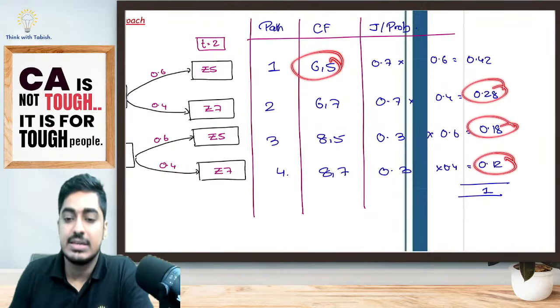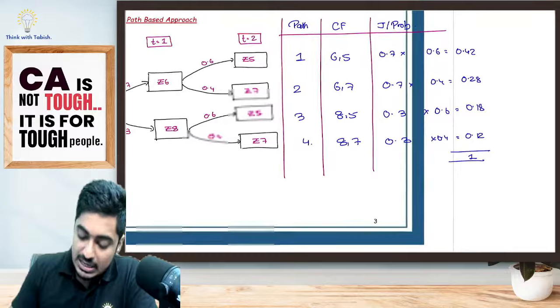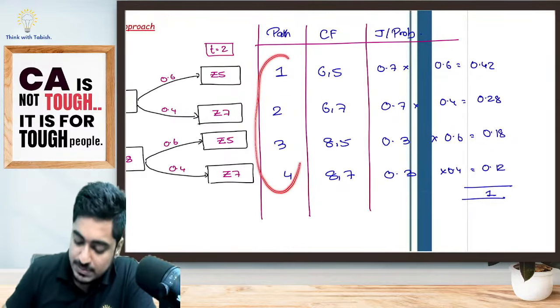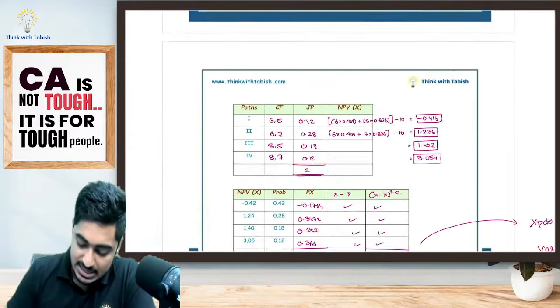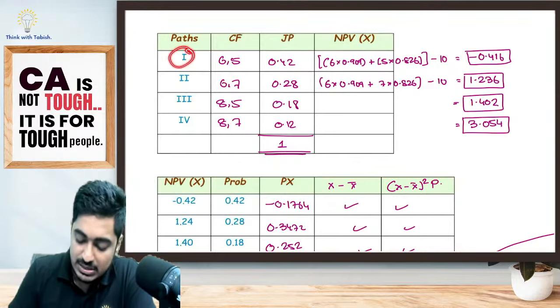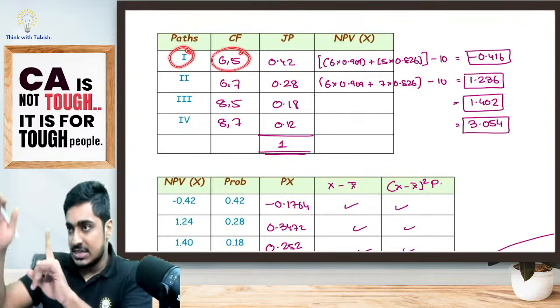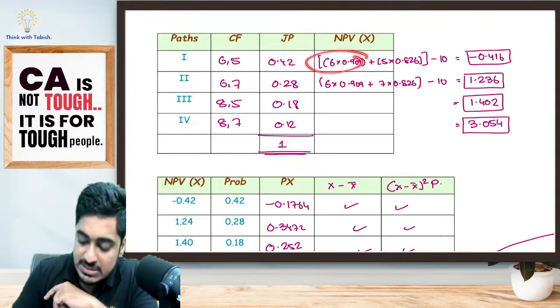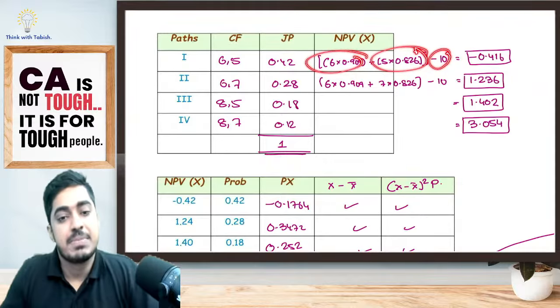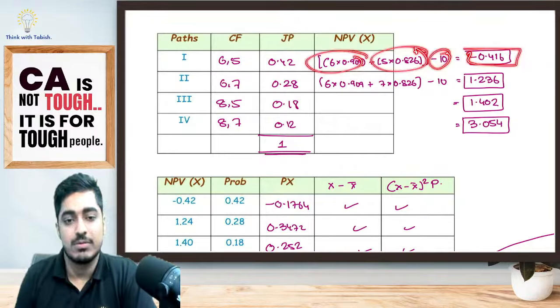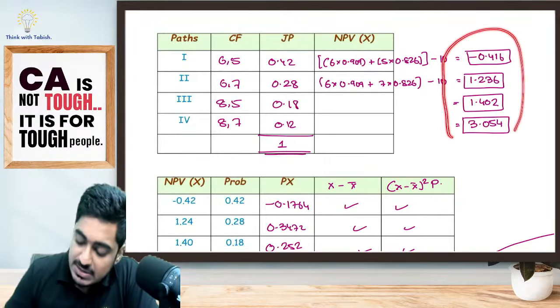Similarly, I will calculate for the others. Now, 4 different options can be there. For each option, can I calculate NPV? Yes, sir, I can calculate NPV. For each option, path 1, I'm getting 6 as well as 5. 6 first year, bring it to present value. 5 second year, bring it to present value. I will get total present value of cash inflow minus present value of cash outflow. I will get my NPV. So various NPVs I got.